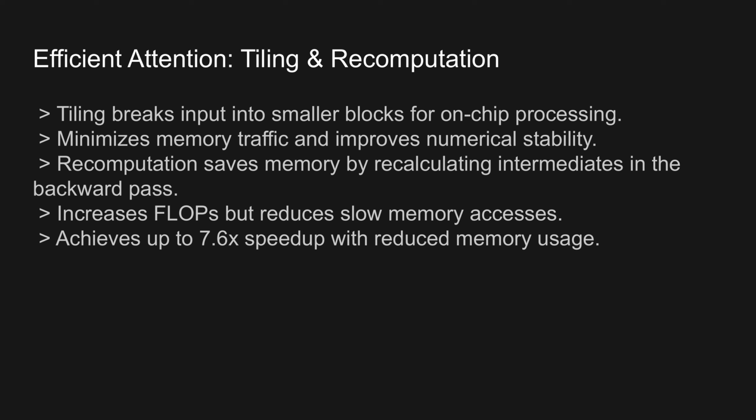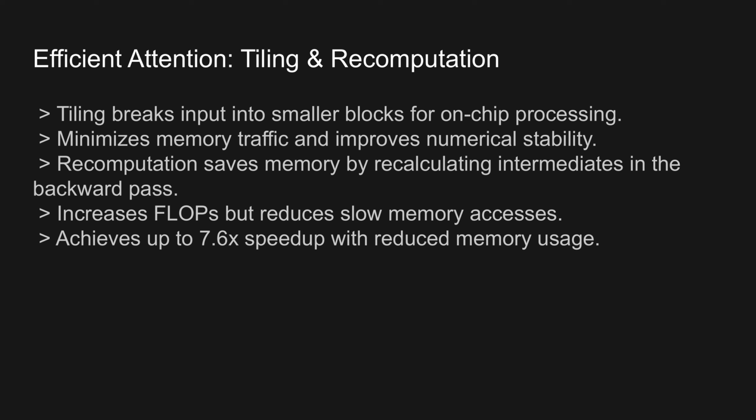I see. So, recomputation helps avoid storing large matrices in memory by recalculating them, making the backward pass more memory efficient. Exactly. Even though this increases the total number of floating point operations, FLOPs, it significantly reduces high bandwidth memory accesses, which are the main bottleneck for runtime.